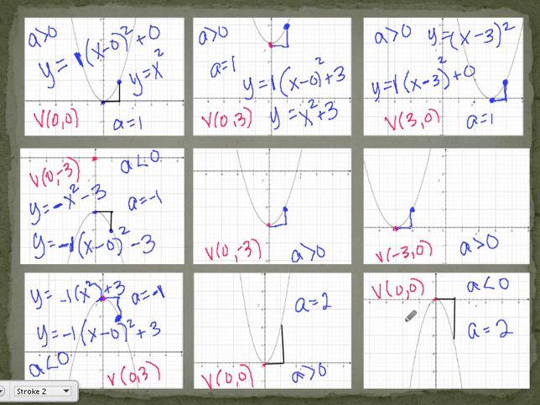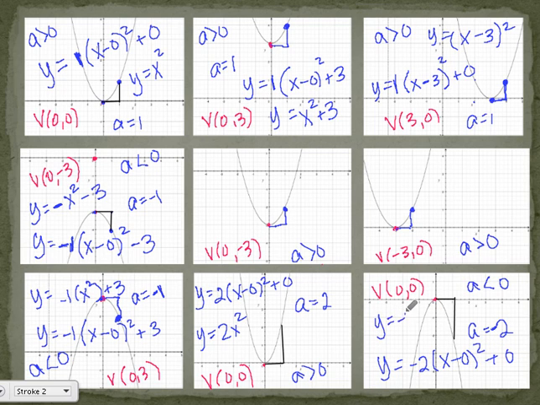Over here in these last two examples, the A value is different. It's 2. Over here, my A value is negative 2. I guess I didn't write that down. Y is equal to 2 times x minus 0 squared plus 0. So if I clean that up, that becomes y is equal to 2x squared. And in my last example over here, y is equal to negative 2 times x minus 0 squared plus 0. So this is y is equal to negative 2x squared. All right.